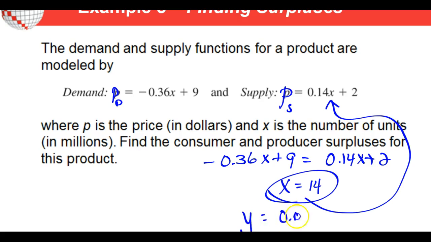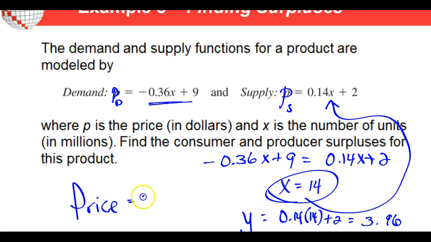So the y is 0.14 times 14 plus 2, which I believe in this problem turns out to be about $3.96. It doesn't matter which you use, it should turn out to be $3.96 for this one too. So my price, which I had to calculate, is $3.96, which becomes a really important number because remember, price is in both the consumer surplus formula and the producer surplus formula.